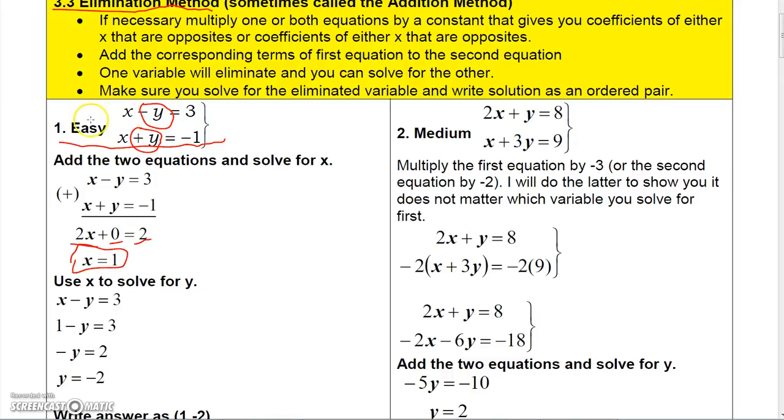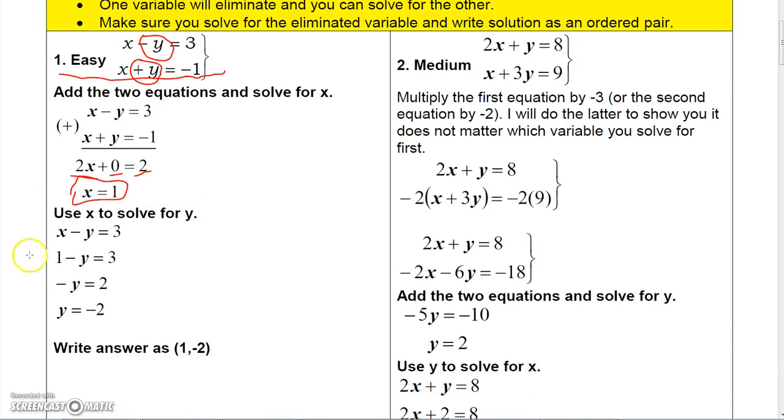And then just pick one of the equations that you want to plug the 1 back into to get the y value. So I'm going to use this equation. I plug the 1 in for x, and I get 1 minus y equals 3. Then if I subtract the 1, I get minus y equals 2. And then if you multiply both sides by negative 1, you'll get y equals negative 2. So the answer is (1, -2).